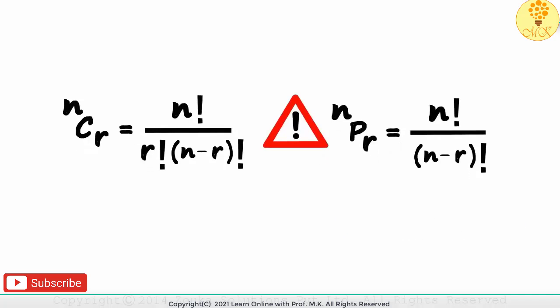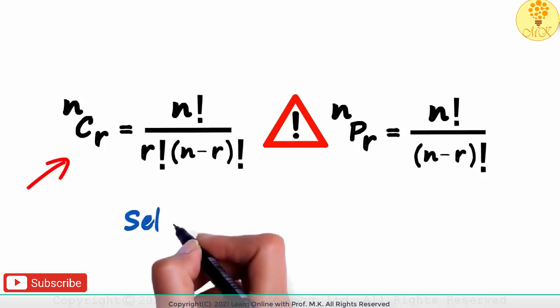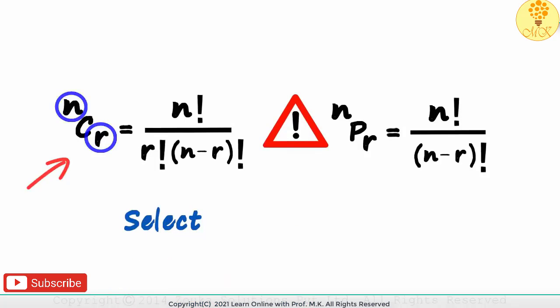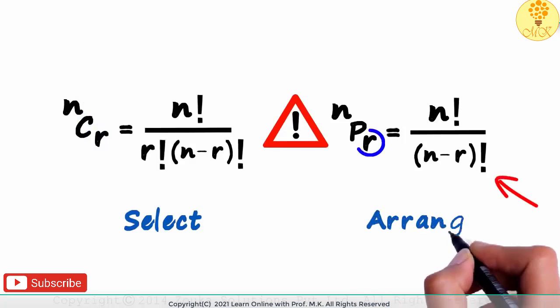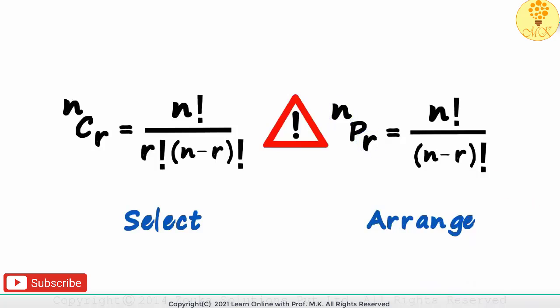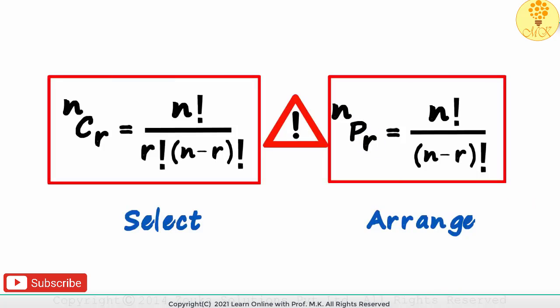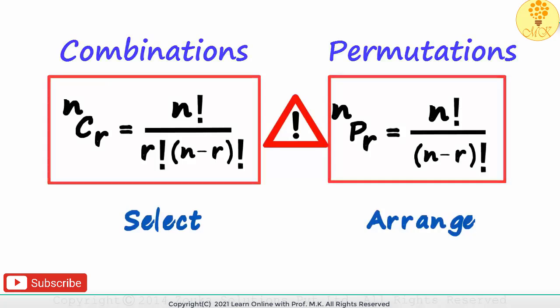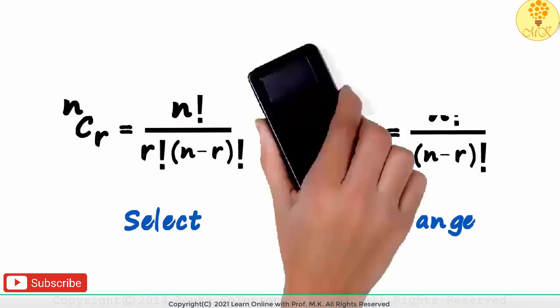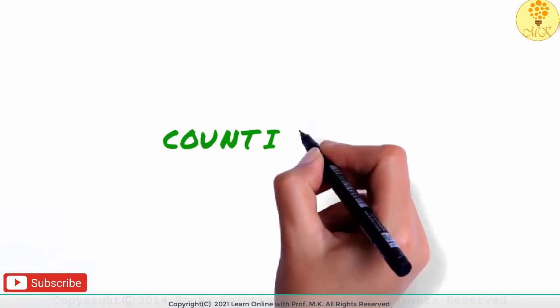In many books and videos, you would be asked to use this formula if we have to select r things out of n, and we would be asked to use this formula if we have to arrange r things out of n. I can assure you that if you understand just these two formulae, you will never really understand permutations and combinations. There's only one thing you should understand well if you wish to master this topic, and that's counting.